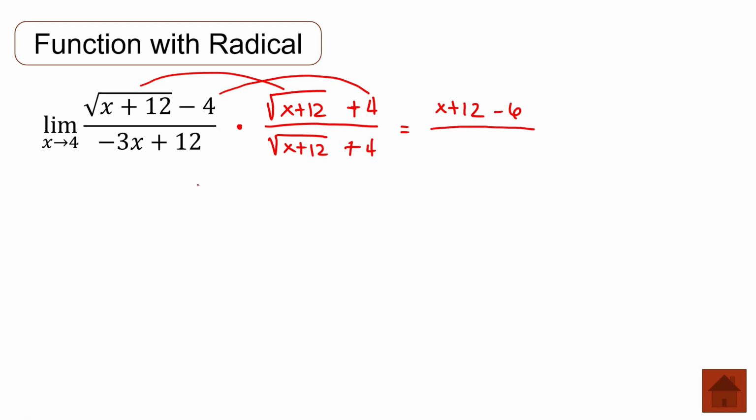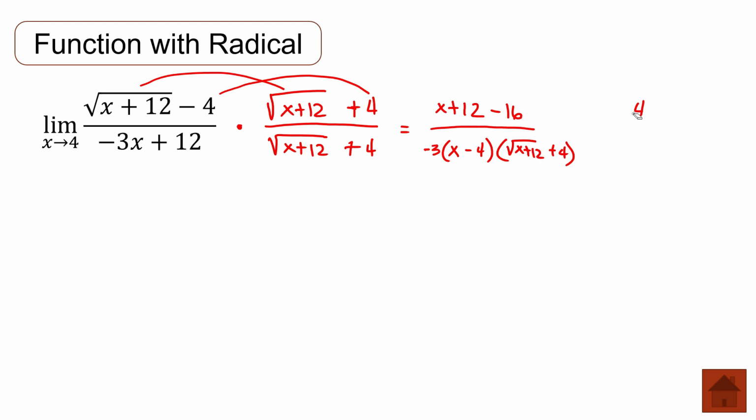In the denominator, I can see that this is going to be x plus 12 minus 16. This is minus 16, by the way. That's going to be x minus 4. And I can see that in this negative 3x plus 12, I can factorize this and come up with a factor that is x minus 4. So to do that, what I will do is I'll take out that negative 3, and this will be x minus 4. Look at that. And then I would just copy this, square root of x plus 12 plus 4.